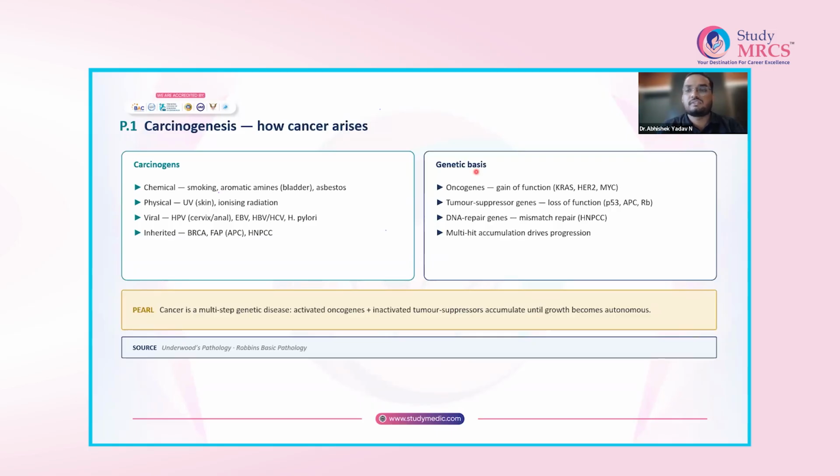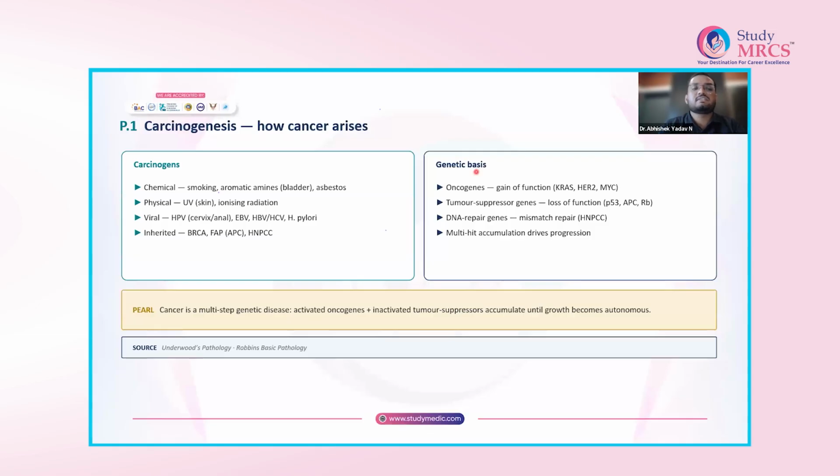Always remember the cause of it: the carcinogens responsible for the development of that particular cancer. In other words, the risk factors, or the means by which the cancer can be acquired. The carcinogens can be chemical, physical or viral, or sometimes inherited genetic mutations. In general, for chemical carcinogens, smoking is a major risk factor, for example in lung cancer. Aromatic amines cause bladder cancers, and asbestos causes mesotheliomas and bronchogenic carcinomas. These are the actors among chemical carcinogens.